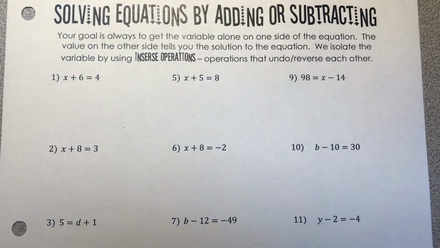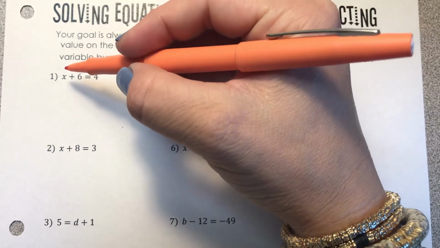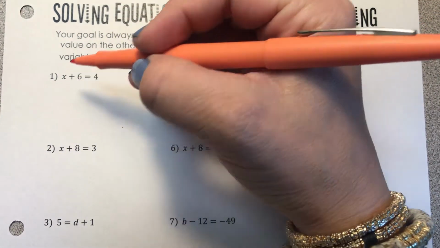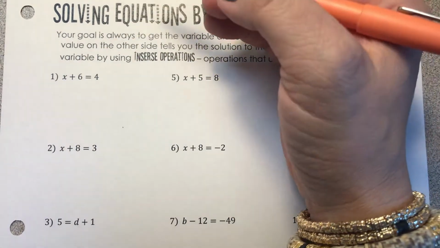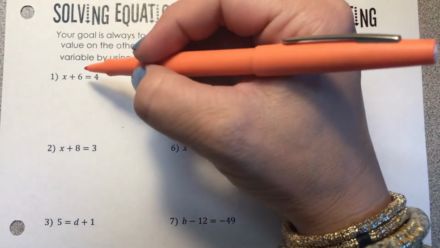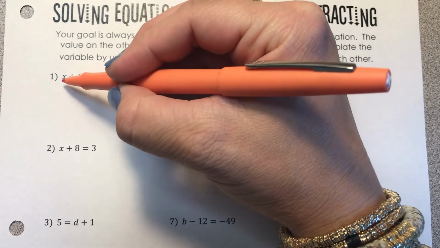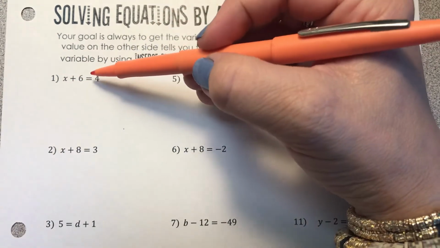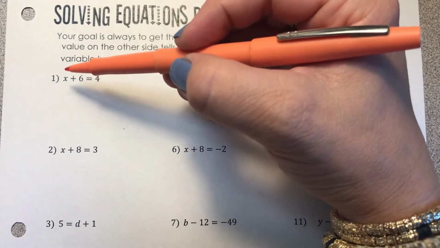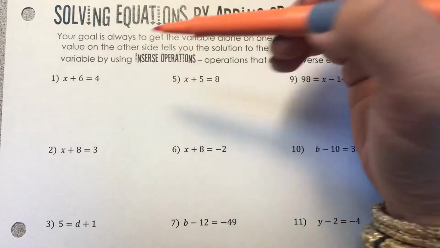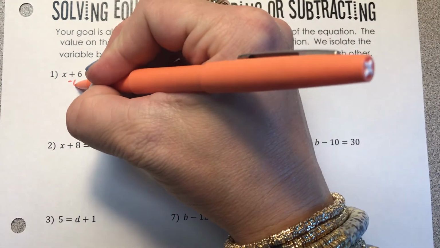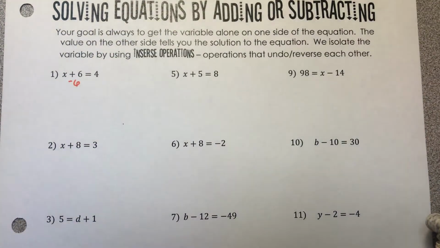So on number one, I know sometimes teachers will have you circle the variable. I don't request you to do that. If you really want to, that's fine. But I figure we all know this is what we're trying to get by itself. Right now we're adding 6 to x. It's x plus 6 equals 4. So we're going to undo that adding 6 by subtracting it.